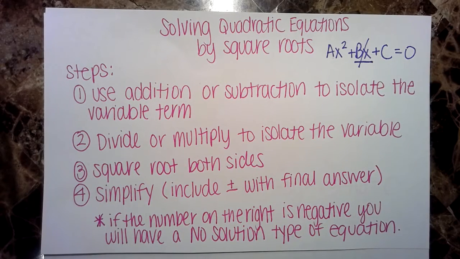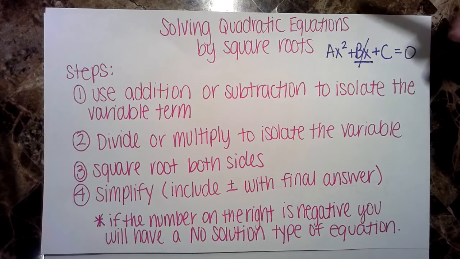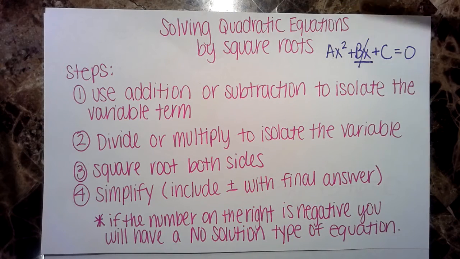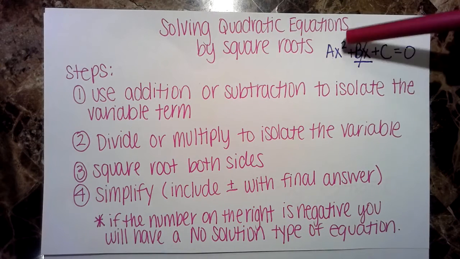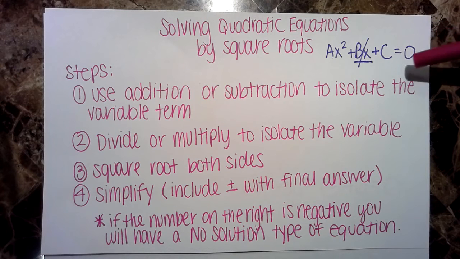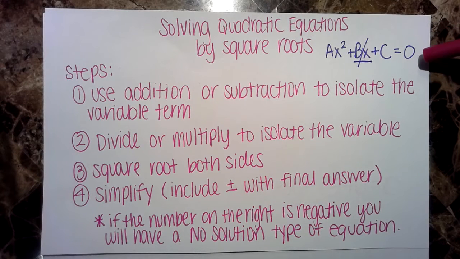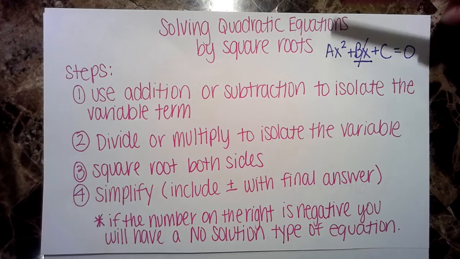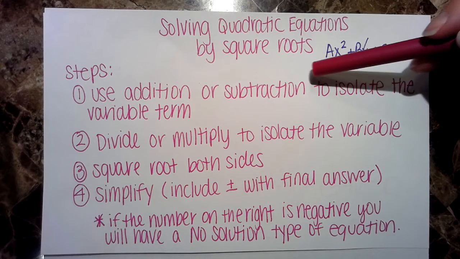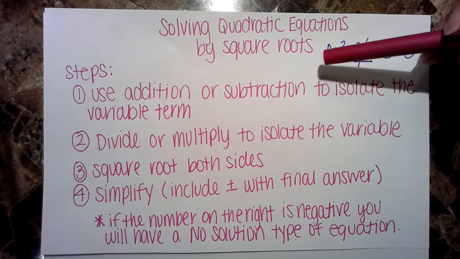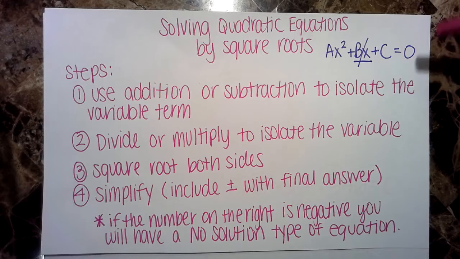So we're going to be talking about solving quadratic equations by square root. Now, something you're going to notice about quadratic equations is that it's going to be an ax squared plus bx plus c, and it's going to be set equal to 0. Now, this brings back to polynomials where we talked about this form, this ax squared plus bx plus c.